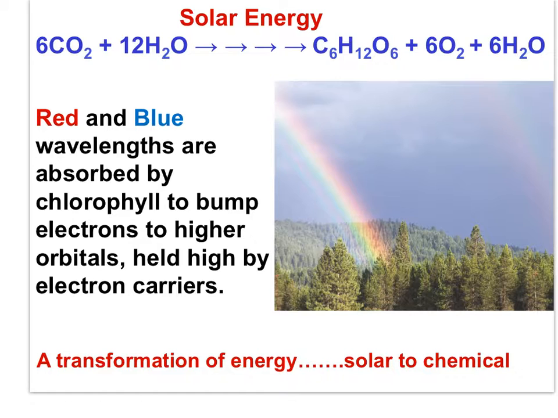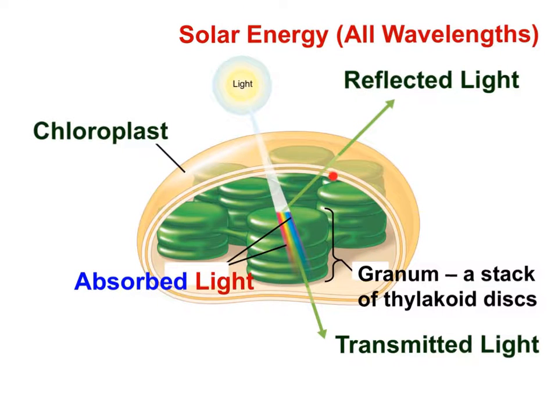Remember that white light is composed of many wavelengths, but red and blue wavelengths are important to photosynthesis as they serve to bump electrons to higher levels, levels that are held by electron carriers. This moment, when light bumps electrons to higher levels in chlorophyll, is the singular transformation of solar energy to chemical energy. Chloroplasts have a double outer membrane and internal membranes called thylakoids.